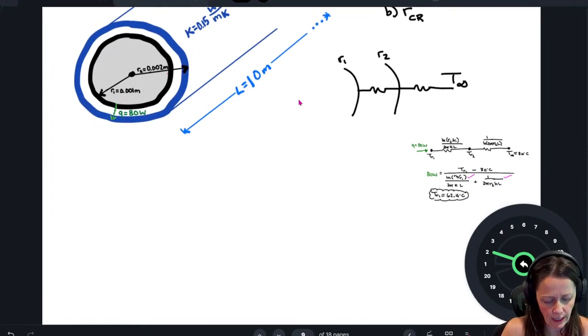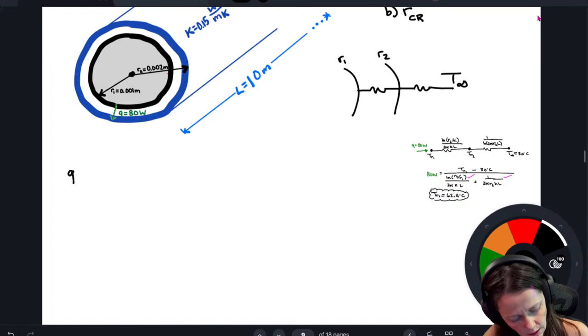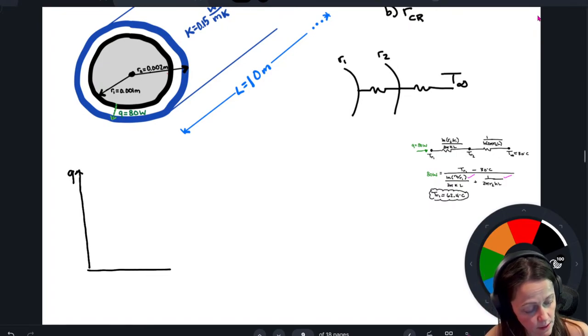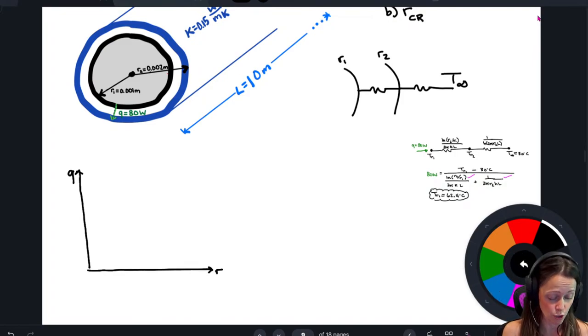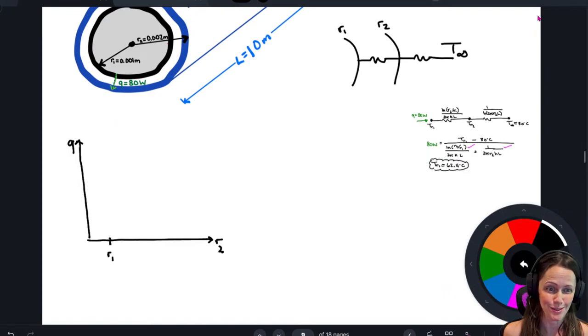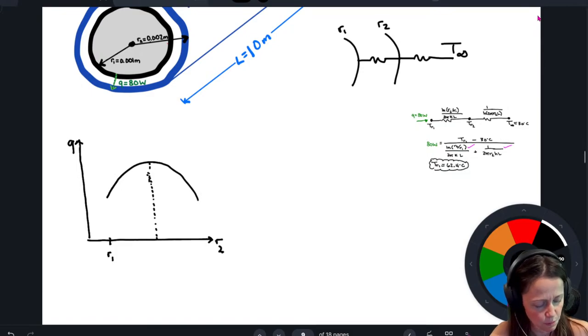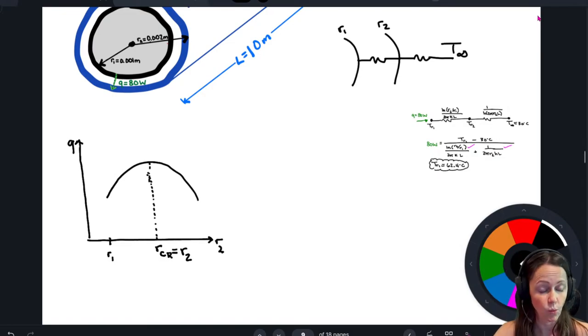All right, so I put Q on this axis and then R on this axis, and it's not just R, it's R2. So we're looking at the dependence of Q on that outer radius R2. The smallest it could be would be R1, because that means the thickness is zero. But what we're going to have is something that looks like this. Somewhere we're going to maximize that rate of heat transfer, and the radius at which that occurs is your critical radius. I'm going to call this CR, right where R2 is equal to that critical radius.